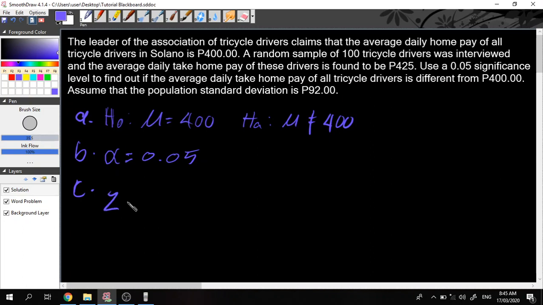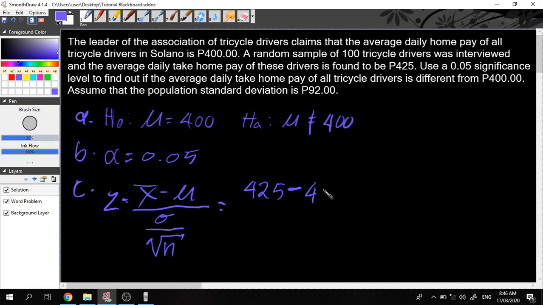So again, z is equal to the sample mean minus the population mean divided by the population standard deviation over the square root of the number of samples. So yung mean natin dito for our samples is 425 pesos. At yung ating inassume, which is the population mean, is 400 pesos. Ngayon, divided by natin ito sa ating standard deviation na 92, then square root of 100.